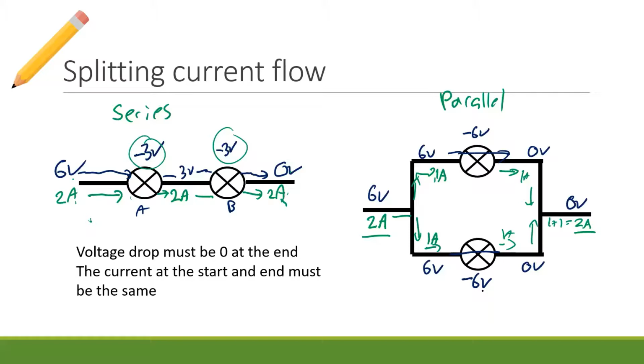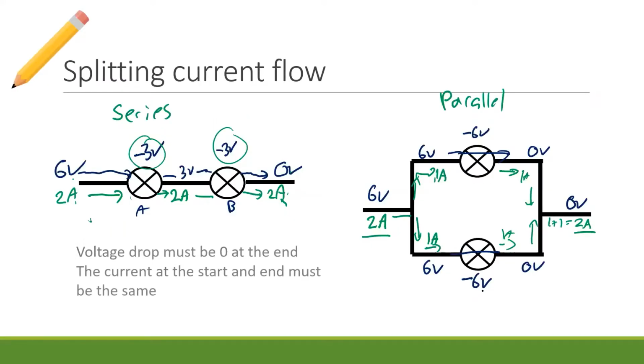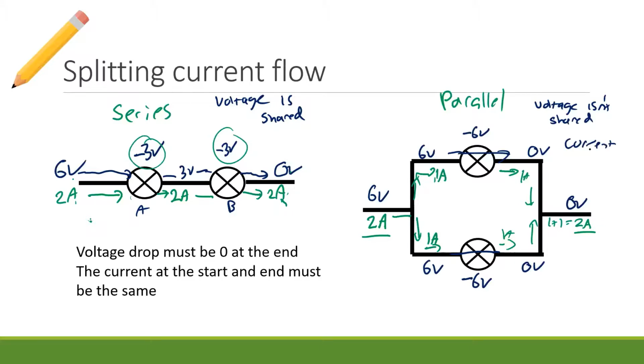So we can see now why a parallel circuit is going to be brighter than a series circuit. In a series circuit, the voltage is shared. But in a parallel circuit, the voltage is not shared. What is shared is the current. So the voltage isn't shared, and each of those light bulbs gets 6 volts. And it has to lose those 6 volts before it gets back to the battery.